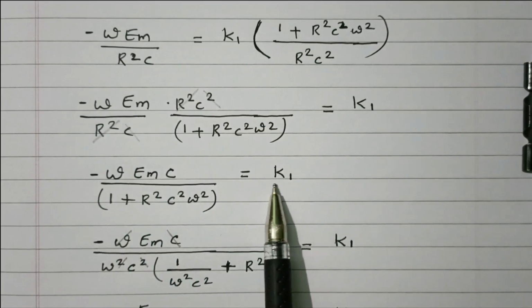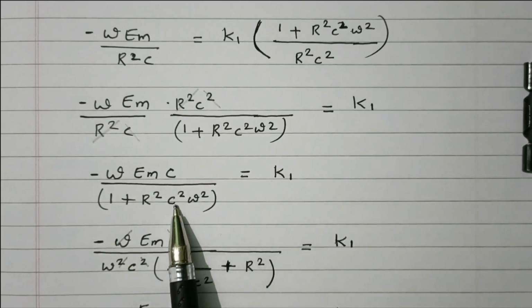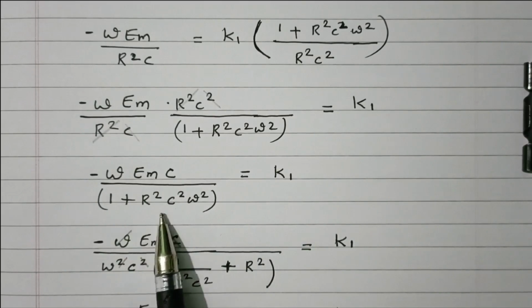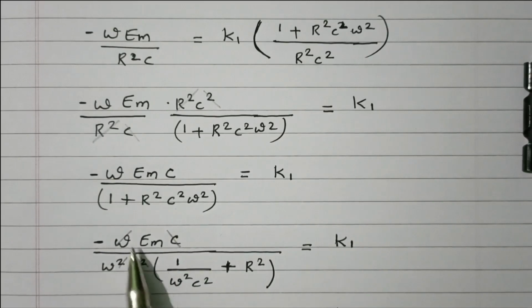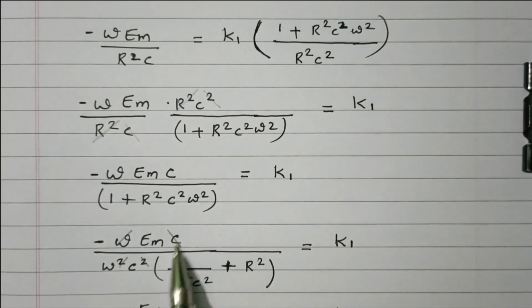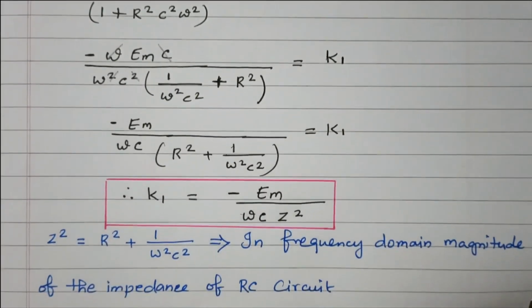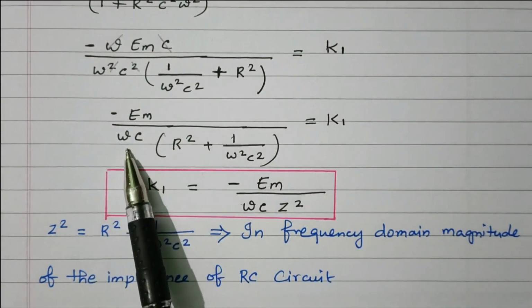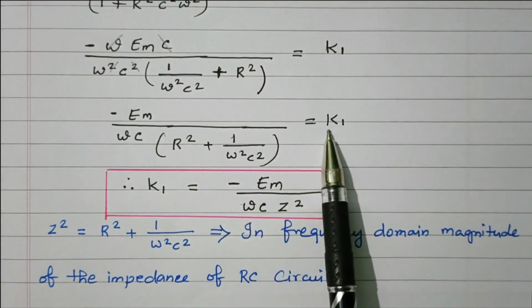So now we got the value of k1, right? Now we take omega square C square outside for further simplification so that we can cancel. Here this term is not available, so it is divided: 1 divided by omega square C square plus R square. These 2 terms are taken outside, so one omega gets cancelled, and similarly one C also gets cancelled. After the simplification, what we got is minus Em divided by omega C into R square plus 1 by omega square C square, that is equal to k1.